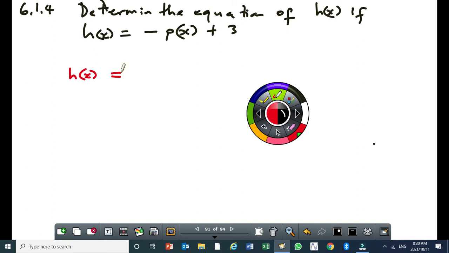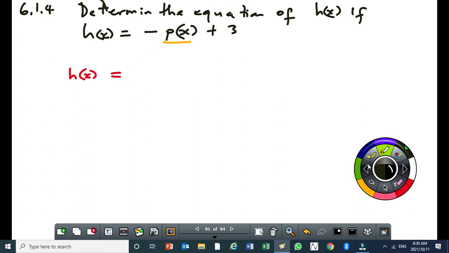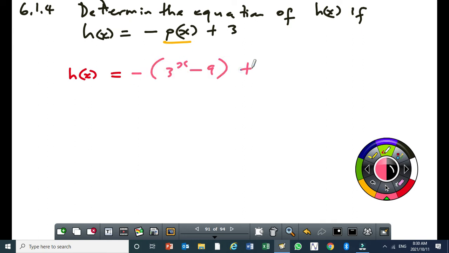So it's very simple. Generally, from my experience, some learners think it's very difficult. You just go back to the basics of function notation. That's the easiest way. So where there is p of x, you substitute this. Okay? So where there is p of x, I'll put 3 to the power of x minus 9. It's so simple. Right? So this becomes minus 3 to the power of x minus 9 plus 3. Remember, what does this plus 3 stand for?